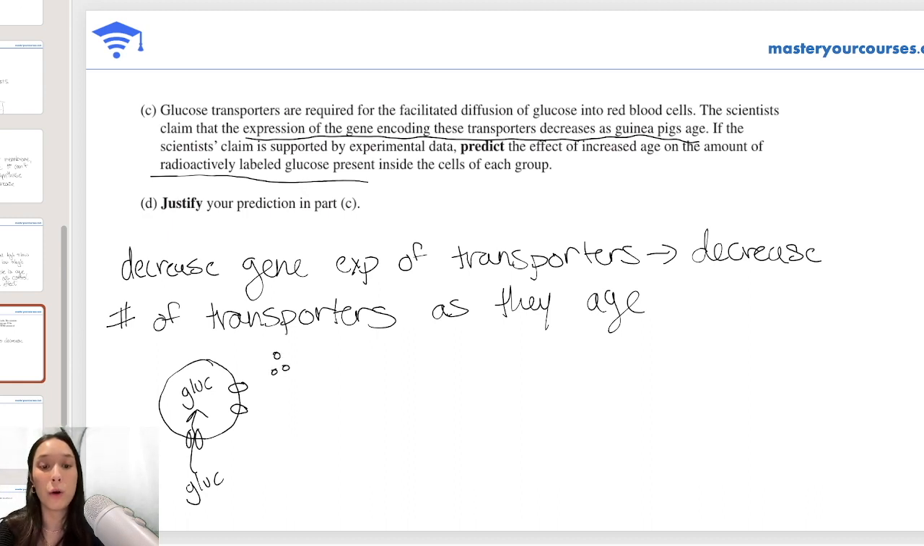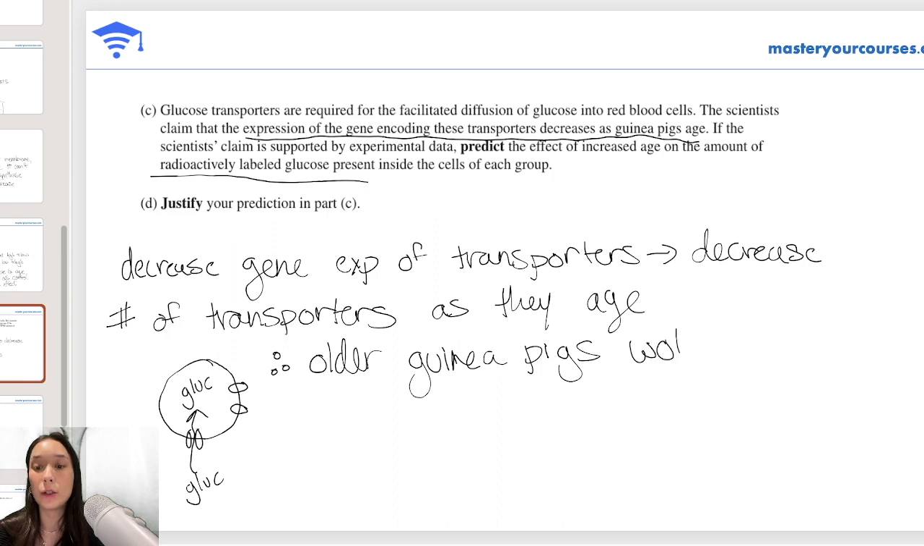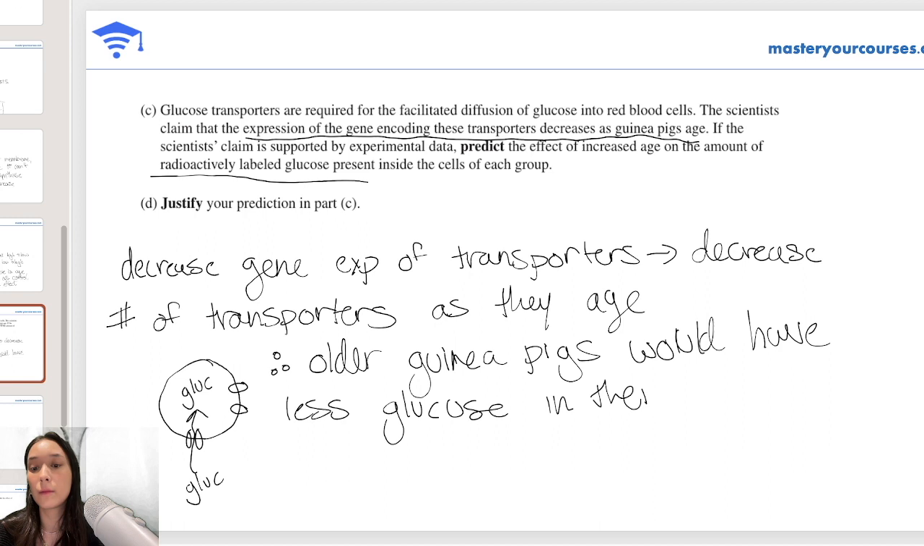So you can say, therefore, older guinea pigs would have less glucose in their red blood cells. Okay, so older guinea pigs would have less glucose within their red blood cells because they have fewer transporters. And the reason they have fewer transporters is because the gene expression of the transporters decreases with age. Okay, and that's actually it for number 3. So this one was pretty straightforward.